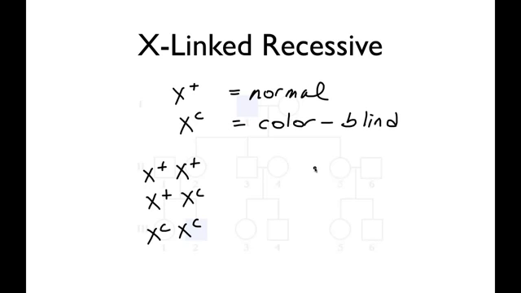Males only have 1 X. So males are either normal, wild type, or colorblind. So the difference is that males cannot carry a sex-linked trait in a heterozygous fashion. Only females can do that.